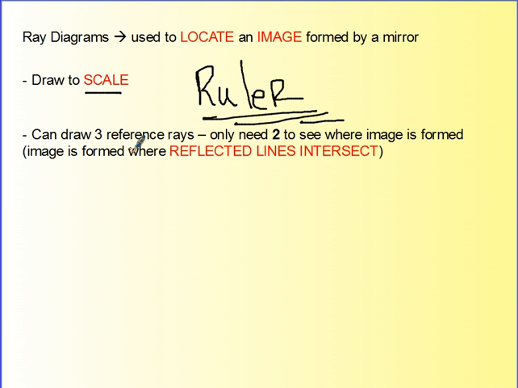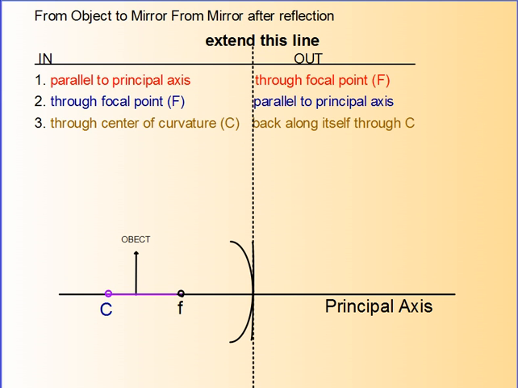We're going to draw 3 reference rays. Now, you only need 2 to see where it's formed. Basically the image is wherever your 2 reference rays intersect. Let's do a couple. Here are the 3 rays you need to know, from the object to the mirror, and then from the mirror after reflection.